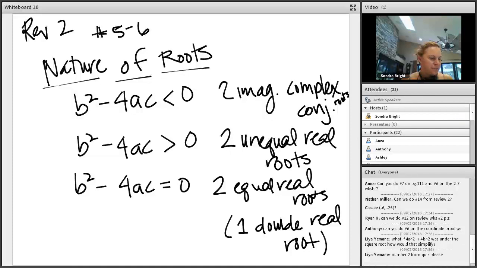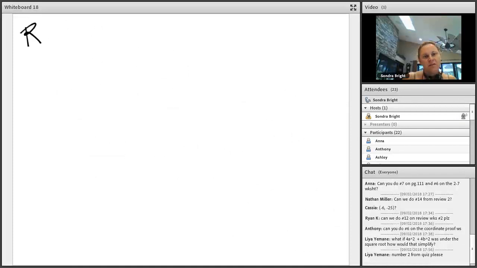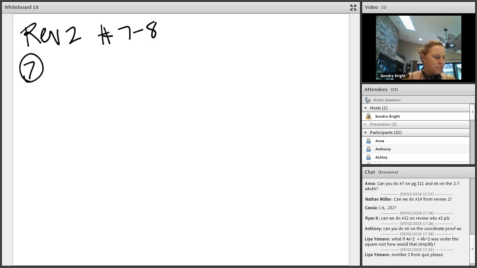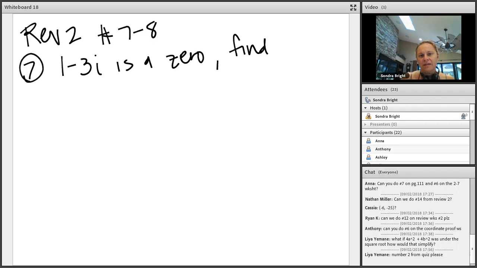And then I also, before time is out, I want to do something like 7 and 8 from the review, because that also was not on the quiz. So numbers 7 to 8, you want to find the equation given roots, right? So these are one easier than the other. Not really. They're both about the same. Okay, so I'll do number 7, which says if 1 minus 3i is a 0, then find the quadratic equation, right?